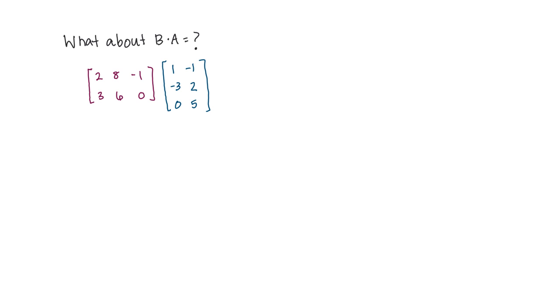So what if we take those same matrices and we multiply them in the opposite order? So instead of A times B, what does B times A look like? First, let's make sure they're compatible. We have a 2 by 3 on the left and a 3 by 2 on the right.